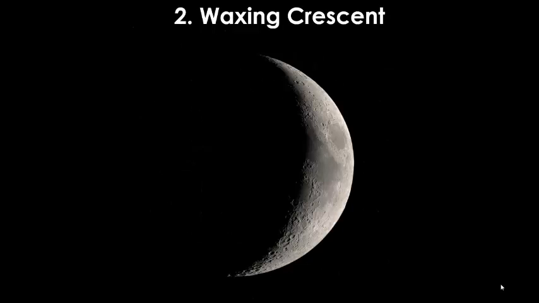Next, as the moon begins moving away from the sun, it begins to receive more light. We call this process of the moon gaining light waxing. The moon is less than half full, and we call this phase the crescent phase. So this is the waxing crescent phase.